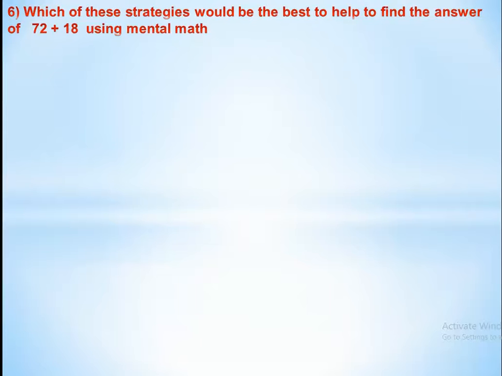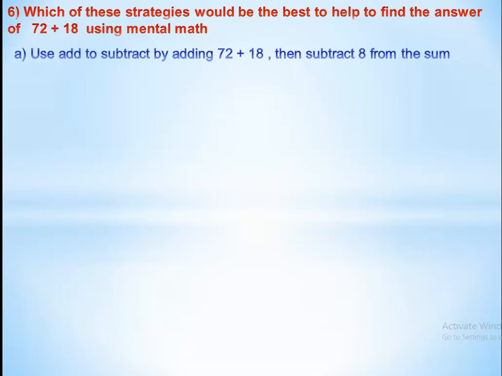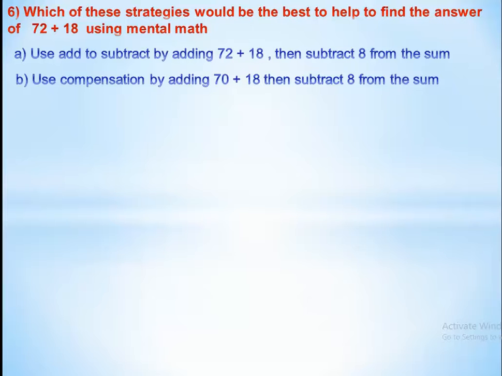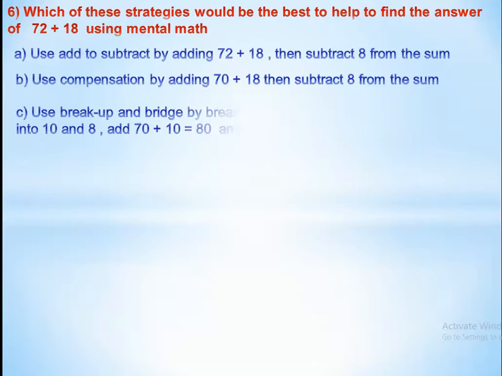Which of these strategies would be the best to help to find the answer of 72 plus 18 using mental math? Okay, use add to subtract by adding 72 plus 18, then subtract 8 from the sum. No, it's not right. Use compensation by adding 70 plus 18, then subtract 8 from the sum. If I use compensation in this, why can I subtract 8 from the sum?